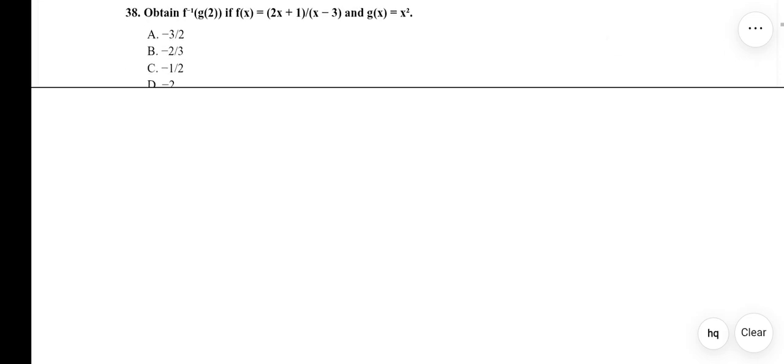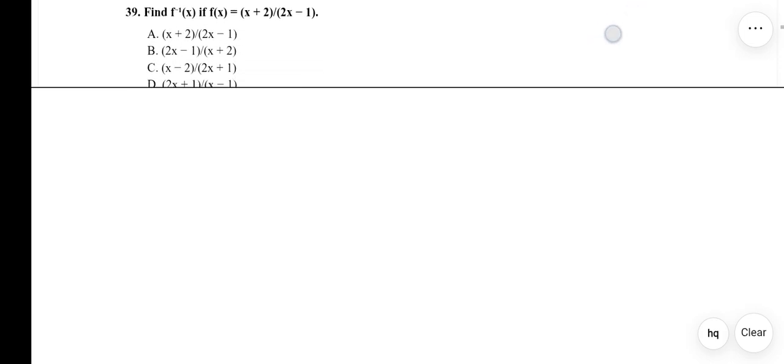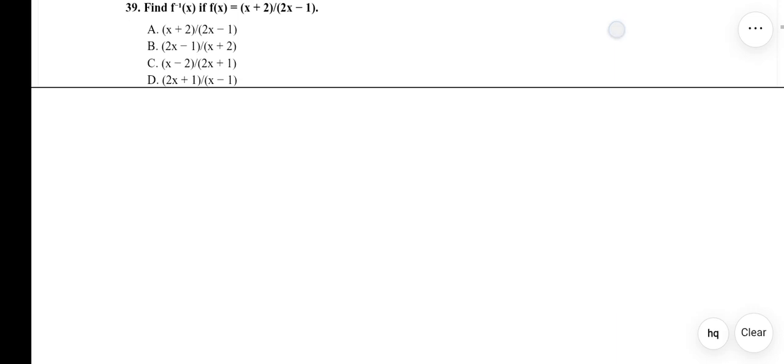So I have that I should obtain the value of f inverse of g of 2 if my f of x is this. Is this not the question we solved earlier? There are repetitions in these questions, but it's the same approach. We got 13 all over 2 earlier. So this one too, we are asked to find the f inverse of x if my f of x is this. So I don't think we solved this one before. I think we did solve this one before, but let's just resolve it.